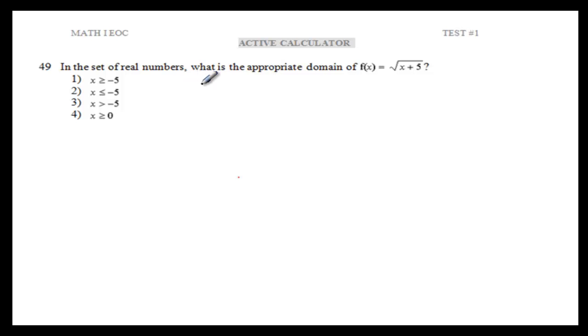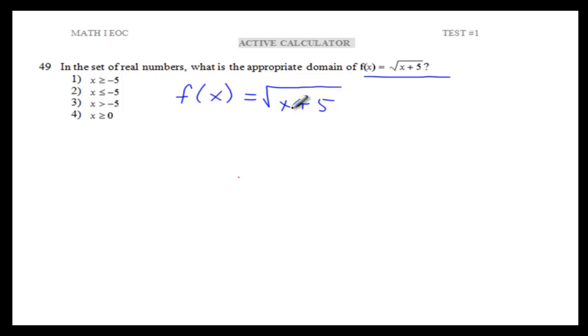In the set of real numbers, what is the appropriate domain of the function f of x equals square root of x plus 5? You need to find an input for x, a number substituted for x, that can make this entire square root a real number.